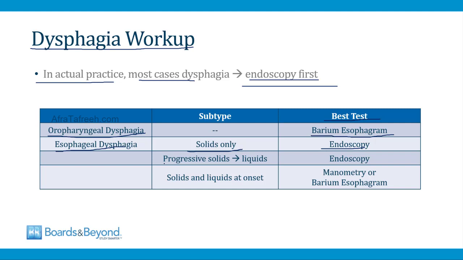If they describe progressive dysphagia that begins with solids and progresses to also include liquids, that suggests a malignancy, because malignancies steadily narrow the lumen of the esophagus. So in this case, endoscopy is also the best test. But if they describe dysphagia to solids and liquids at the onset, then that suggests a motility disorder, and in these cases, the best test is manometry or a barium esophagram, as we have discussed.